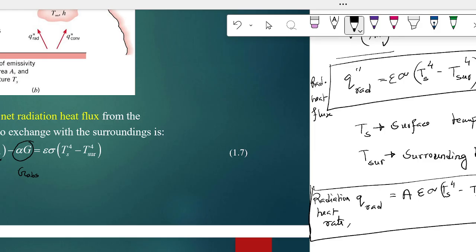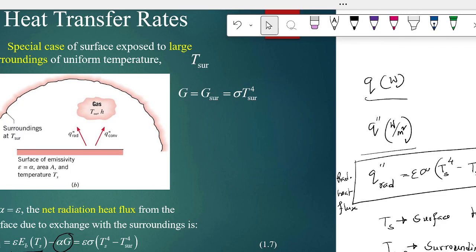This G can be written as alpha sigma T surrounding to the power 4. Why am I writing it this way, and what is this T surrounding? Take a look here. You have this surface with a temperature of Ts, and T surrounding is the dome. What is this dome in a practical situation? This dome is the surface of the ceiling, sidewalls, and everything, right? And Ts is the surface temperature. You understand? For the dome, you are assuming one single temperature for every surface. That's why you call it T surrounding, Tsur as a subscript. Is it clear? When you do a radiation problem, you should be able to find the T surrounding, Tsur, and you should be finding the Ts.